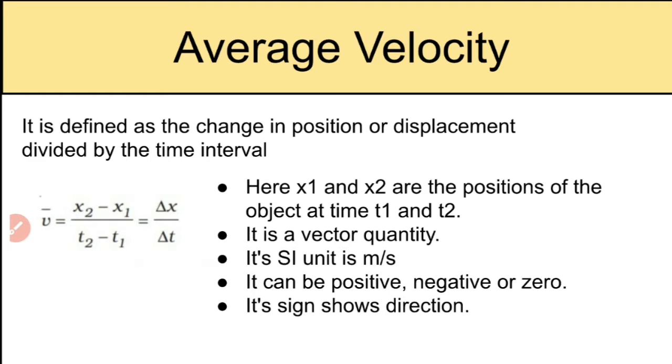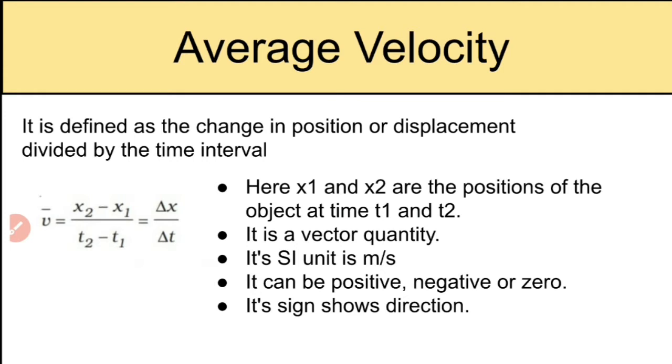Today we are discussing the topic average velocity and average speed. So what is meant by average velocity? In the previous class we were discussing distance and displacement. Now what is average velocity? Average velocity and average speed are the two terms which describe the rate of motion.